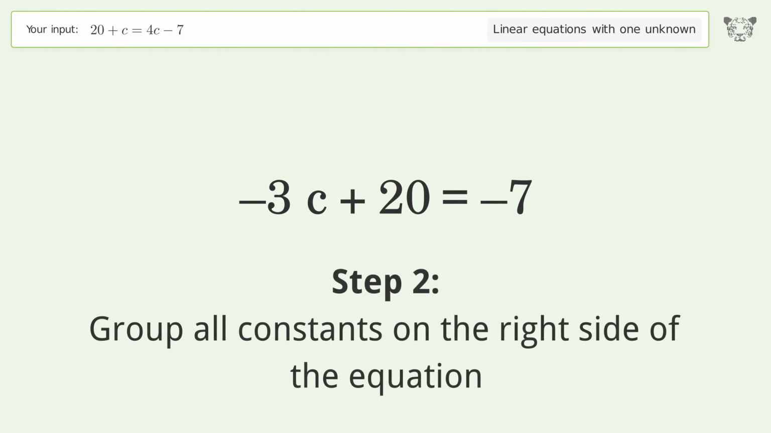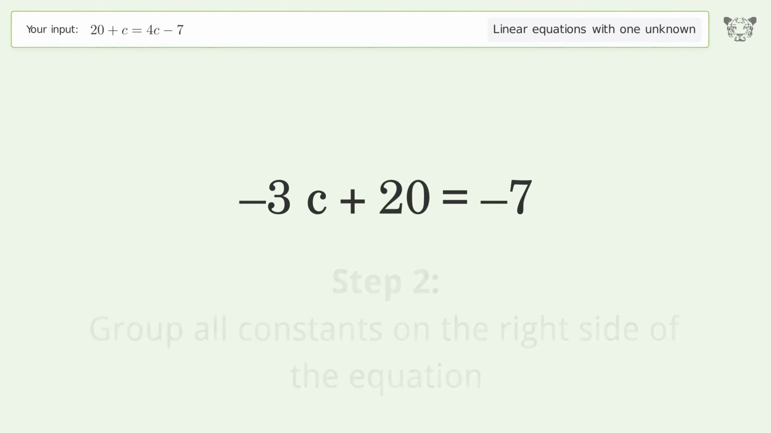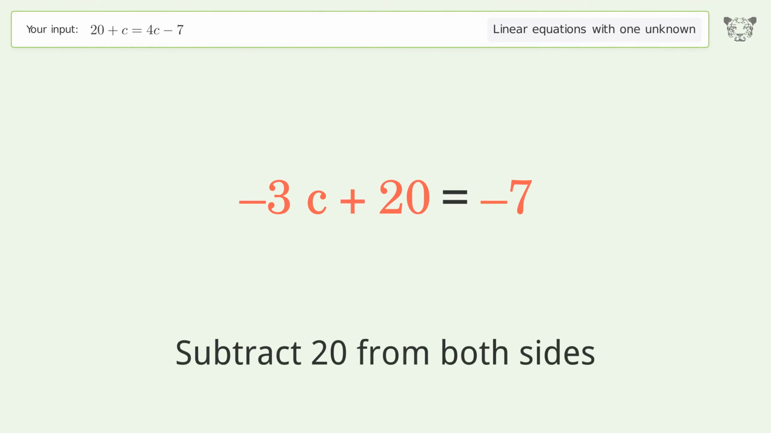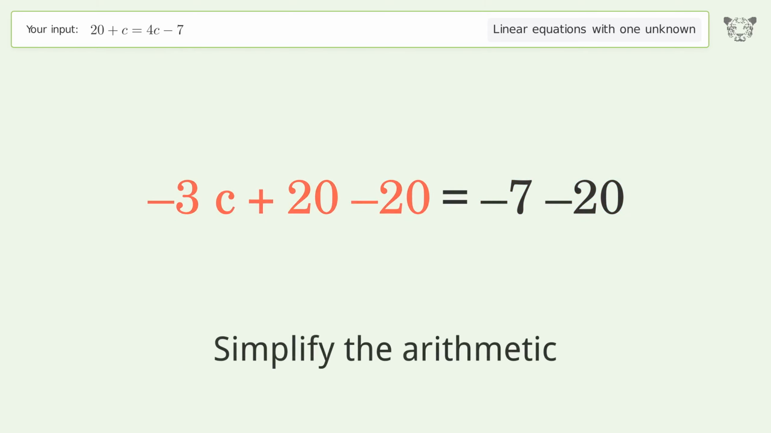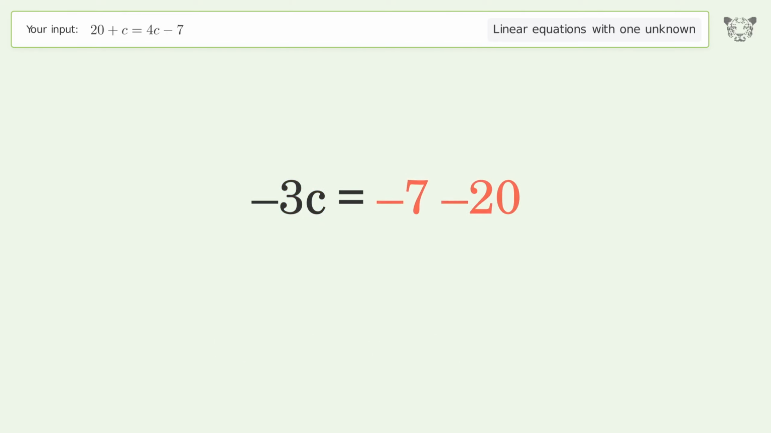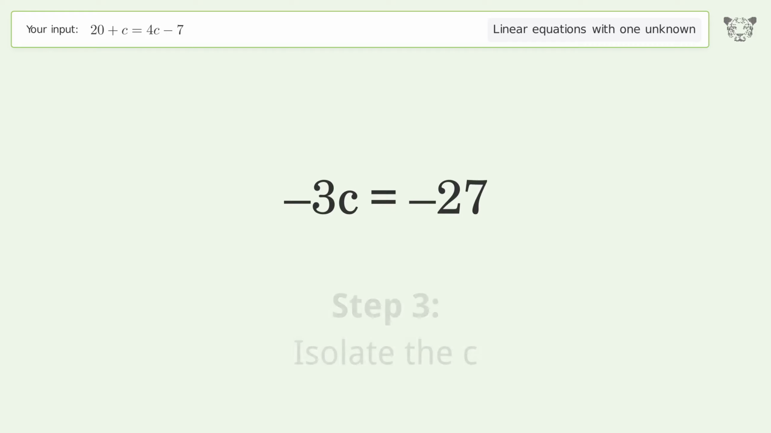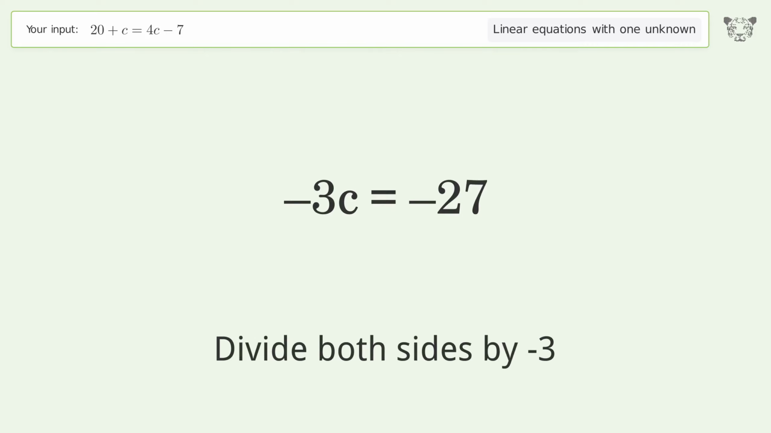Group all constants on the right side of the equation. Subtract 20 from both sides. Simplify the arithmetic. Isolate the c. Divide both sides by -3.